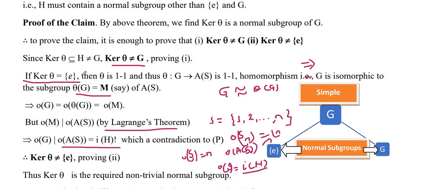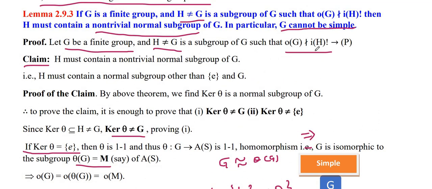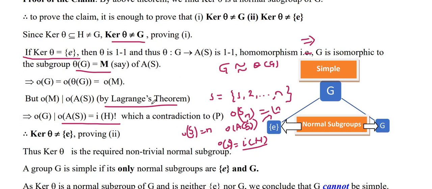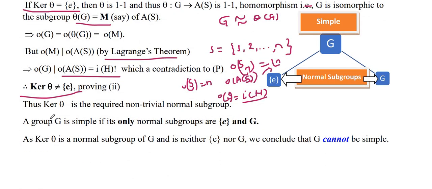But that contradicts statement P. Statement P is that order of G does not divide I(H) factorial. So this contradiction tells us that kernel theta cannot be singleton E. Thus kernel theta is the required non-trivial normal subgroup. As kernel theta is a normal subgroup of G which is neither singleton E nor G, by the definition of a simple group, we conclude that G cannot be simple.